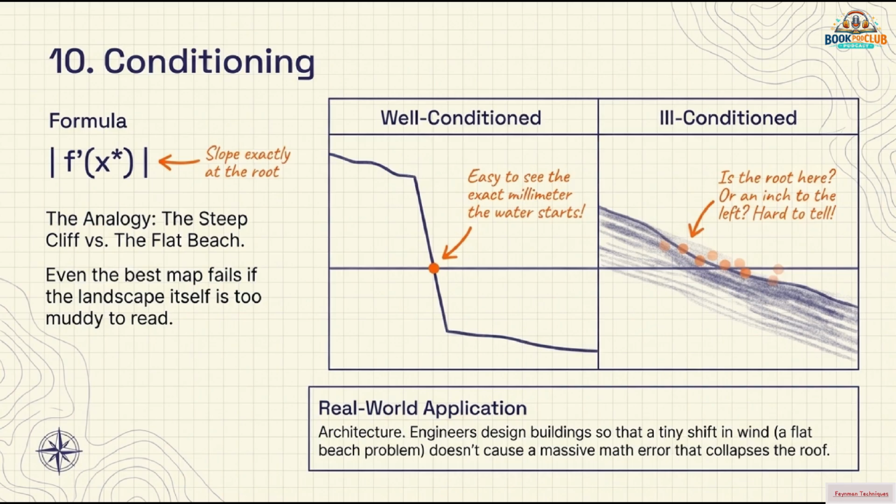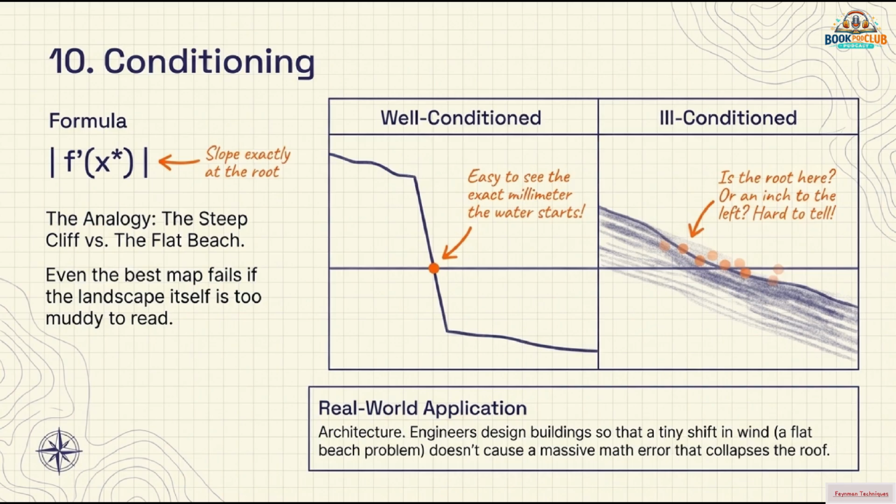It's a great visual. Imagine you're looking for the exact millimeter where the water meets the land. On a steep, rocky cliff that plunges straight into the ocean, finding the waterline is incredibly easy. Right, because the slope at the root is incredibly steep. That's a well-conditioned problem. A sharp, unmistakable 0. But what if you were on a flat beach? An ill-conditioned problem. Right. If you were on a muddy, perfectly flat beach, finding the exact millimeter where the water officially starts is almost impossible. The landscape is too shallow to read. Is the edge here, or is it an inch to the left? Exactly. A tiny breeze completely moves the boundary. Even the best math tools in the world will fail if the landscape is that flat.